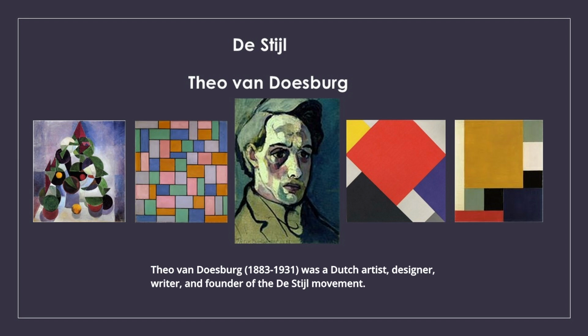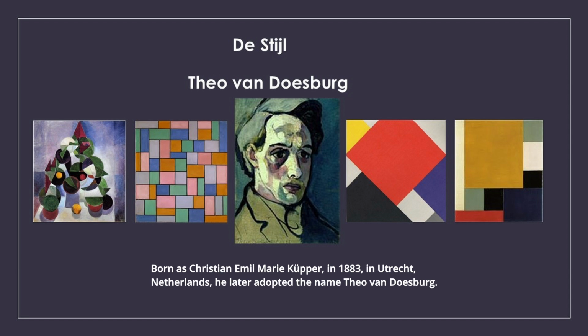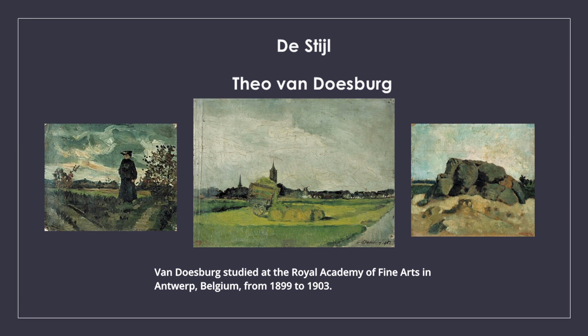Theo van Doesburg. Theo van Doesburg, 1883–1931, was a Dutch artist, designer, writer, and founder of the Stijl movement. Born as Christian Emile Marie Kupper in 1883, in Utrecht, Netherlands, he later adopted the name Theo van Doesburg. Van Doesburg studied at the Royal Academy of Fine Arts in Antwerp, Belgium, from 1899 to 1903.